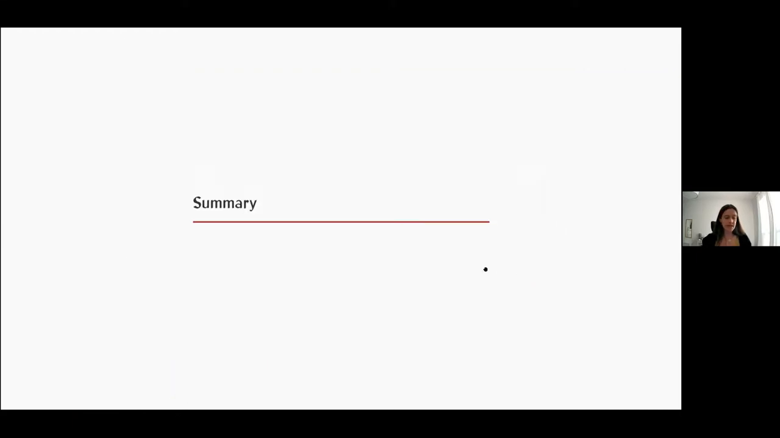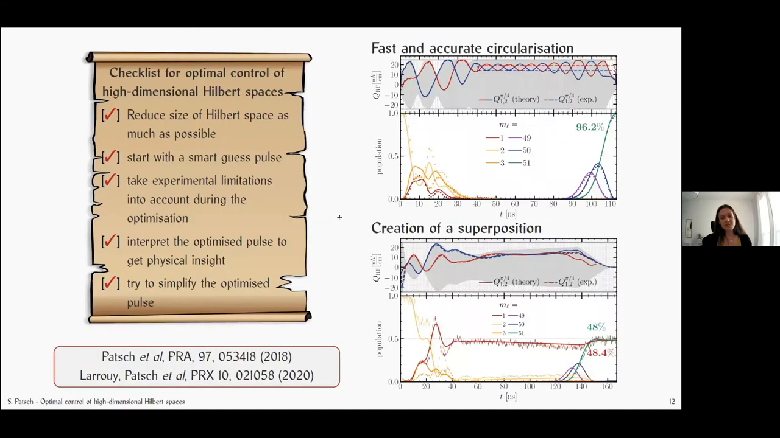And with this, I'm already at the end and I want to give you a short summary in the format of a checklist for optimal control of high dimensional Hilbert spaces. So the first thing we were doing is we wanted to reduce the size of the Hilbert space as much as possible in order to speed up the optimization process. And then you should always start with a smart guess pulse, such that you already bring some population into your target state, and it should also not be too long or too short.